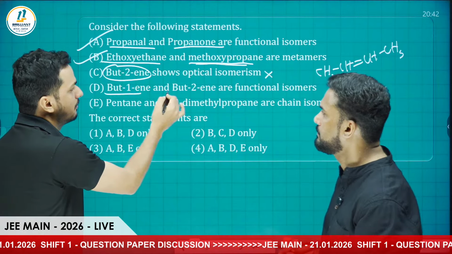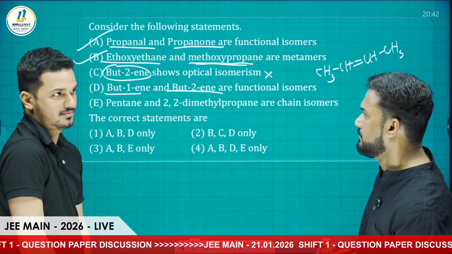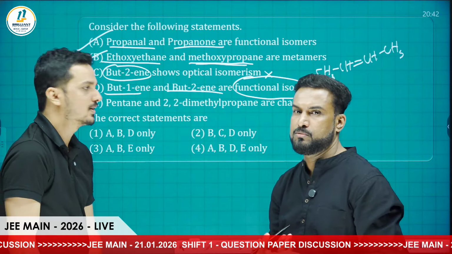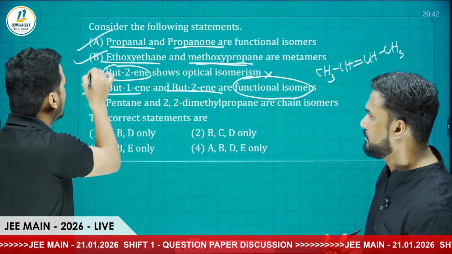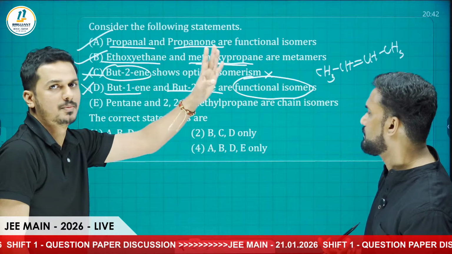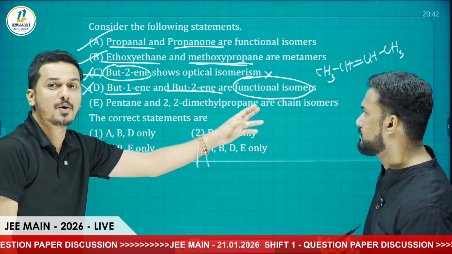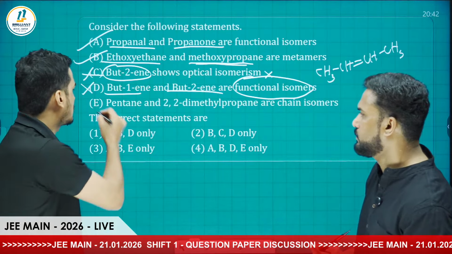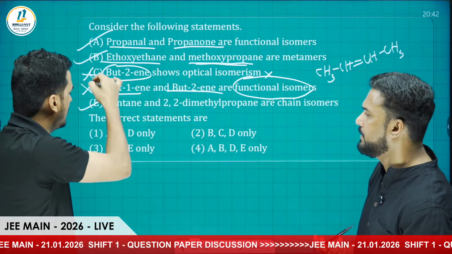Next, but-1-ene and but-2-ene are functional isomers. That's wrong, not functional isomers. They are position isomers, so not functional. Exactly, that's the wrong one. Then pentane and 2,2-dimethyl propane are isomers. Yes, exactly. 2,2-dimethyl propane is called neopentane. Neopentane and pentane are isomers. That's correct.